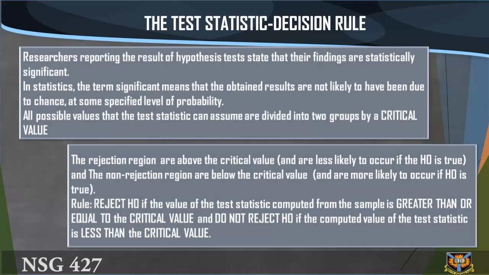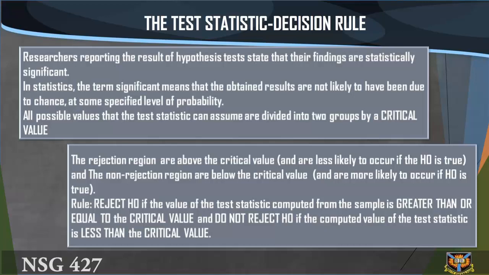Test statistic decision rule. Researchers reporting the results of hypothesis tests state that their findings are statistically significant. The word significant should not be read as important or meaningful. In statistics, the term significant means that the obtained results are not likely to have been due to chance at some specified level of probability.